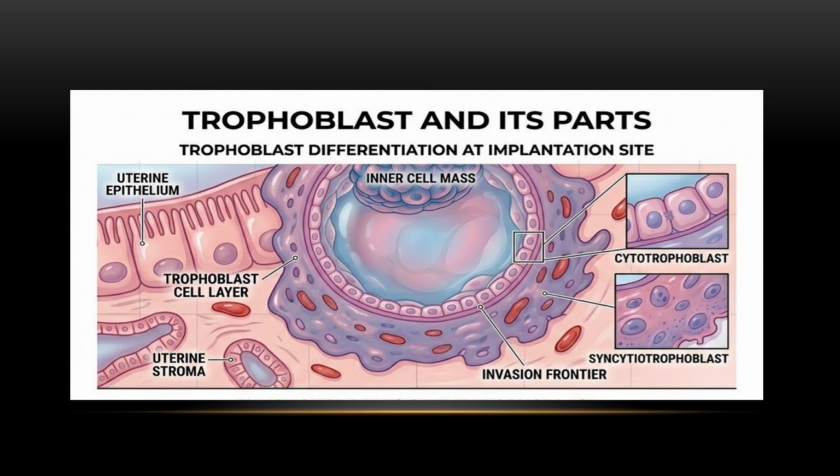This part is called syncytiotrophoblast. Now this will make connection with the maternal blood vessels and get their nutrition from there. The part of the trophoblast outlining the embryoblast is called cytotrophoblast, and this is how implantation occurs.